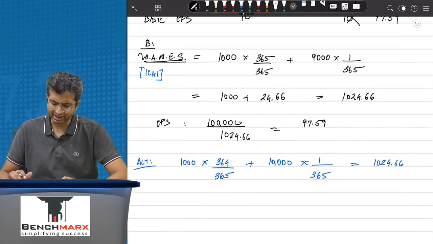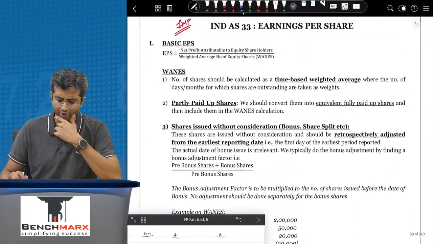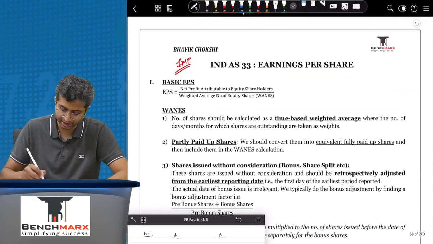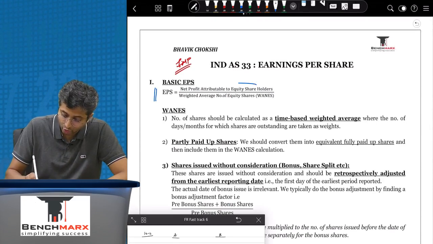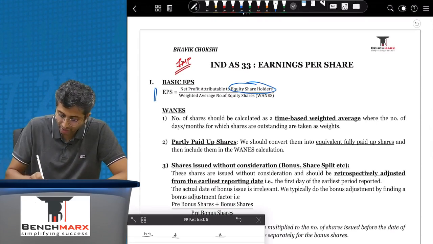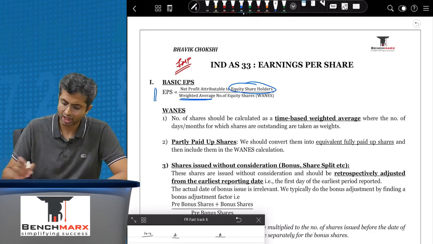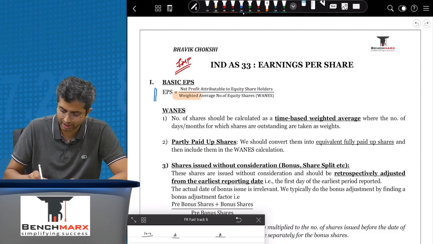Okay, so there is an example in your shield for the WANES calculation. We'll try to do that. Over here on page number 68, we have basic EPS, which is calculated as net profit attributable to equity shareholders upon the weighted average number of equity shares. Okay, the numerator we will study. We are first trying to figure out what the weighted average is.